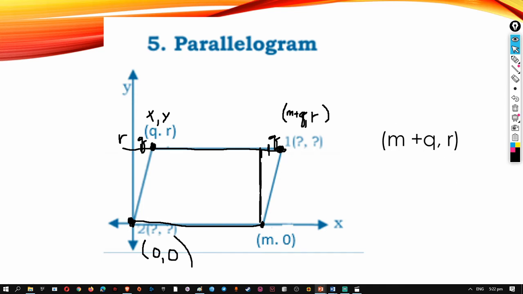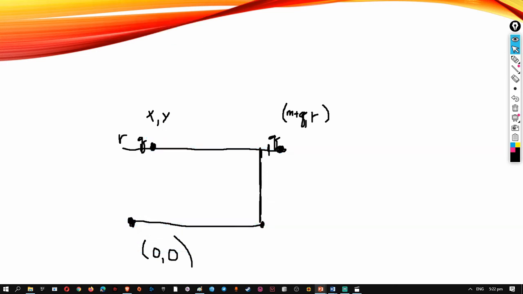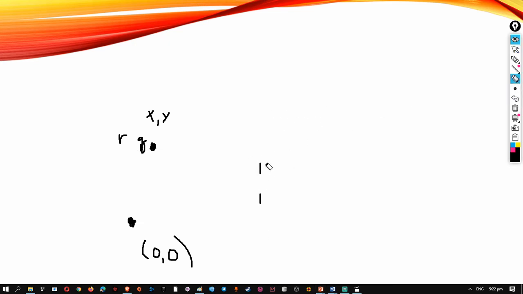Okay, it's correct. M plus Q, R, and origin. Yan. So, hindi natin nabura. Burahin na natin, kasi pag hindi natin binura, hindi natin makita yung susunod na slide. Okay. Next.